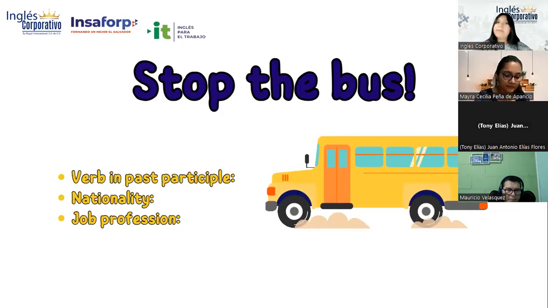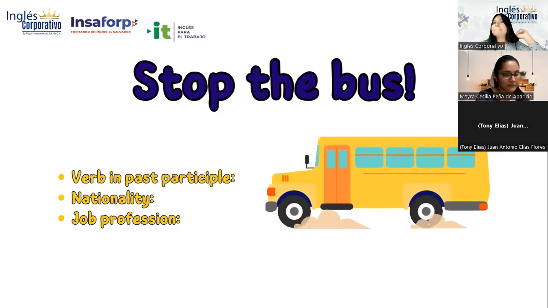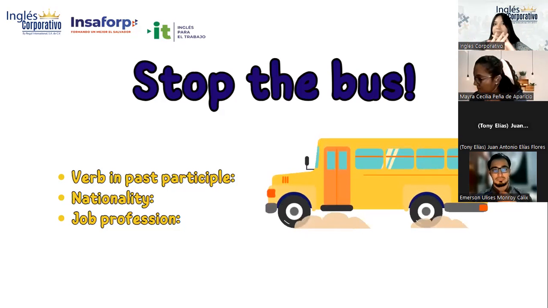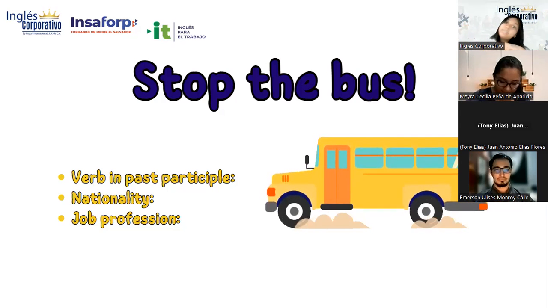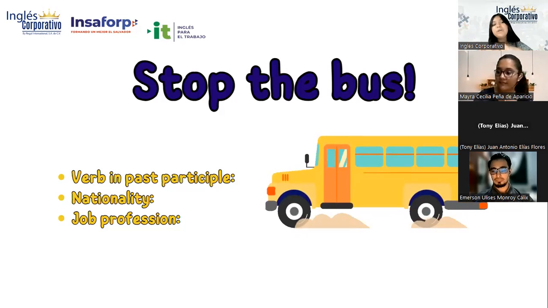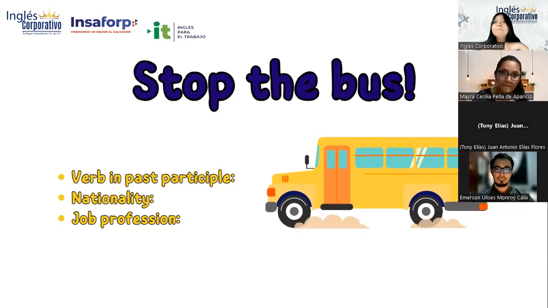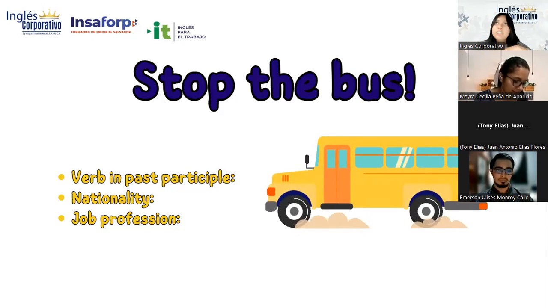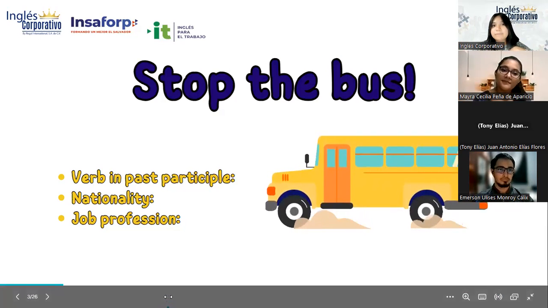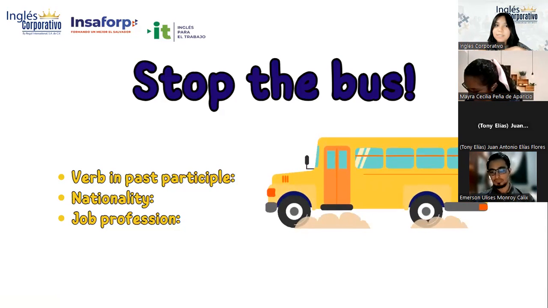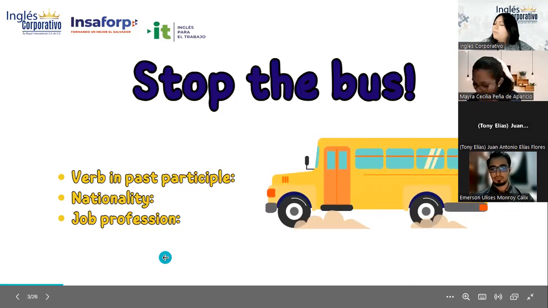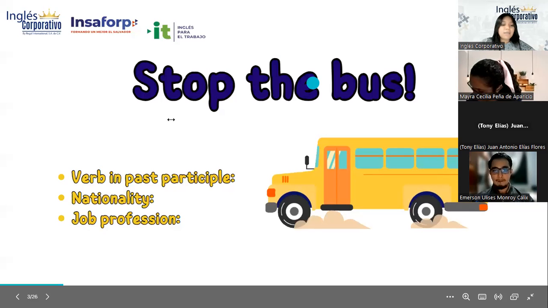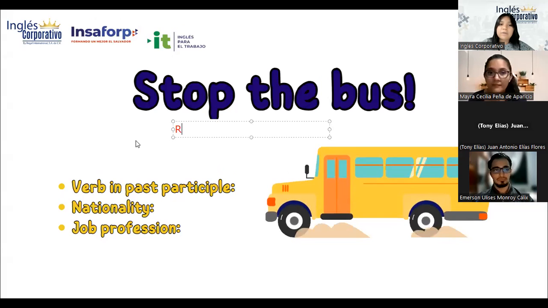If I say letter M, you need to find the three. And once you have the three of them, you are going to say, stop the bus. Verb in past participle, moved; nationality, Mexican; job profession, mechanic. You get the point. Here we go. We're going to play just with three letters. The first letter is going to be letter R. Once you have the three of them, say stop the bus.